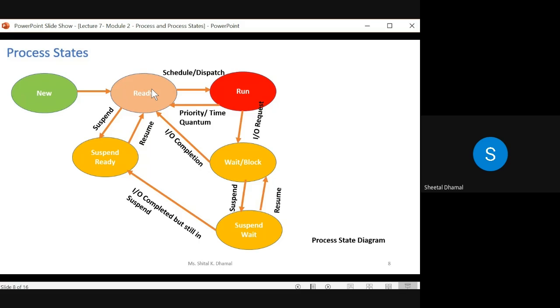When the process gets completed and no longer requires the CPU, it will get shifted from the run state into the termination state. So this is the process state transition diagram.